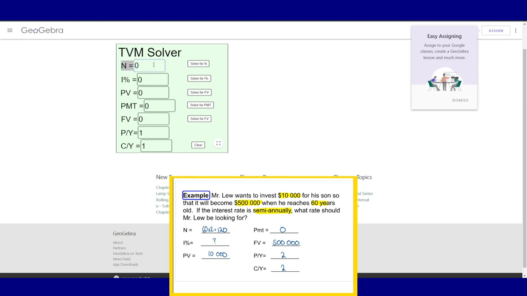Let's see if we can clear it. 120. Unknown. 10,000. 0. 500,000. 2 and 2. It does look like it's solving for something, but perhaps the interest rate is too large or too small to work. I'm going to hazard a guess that it might be too small.